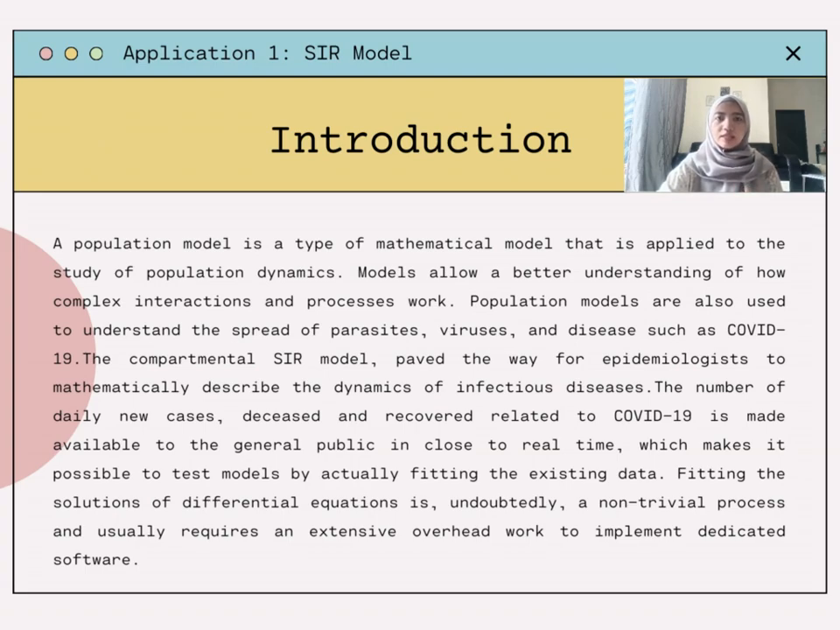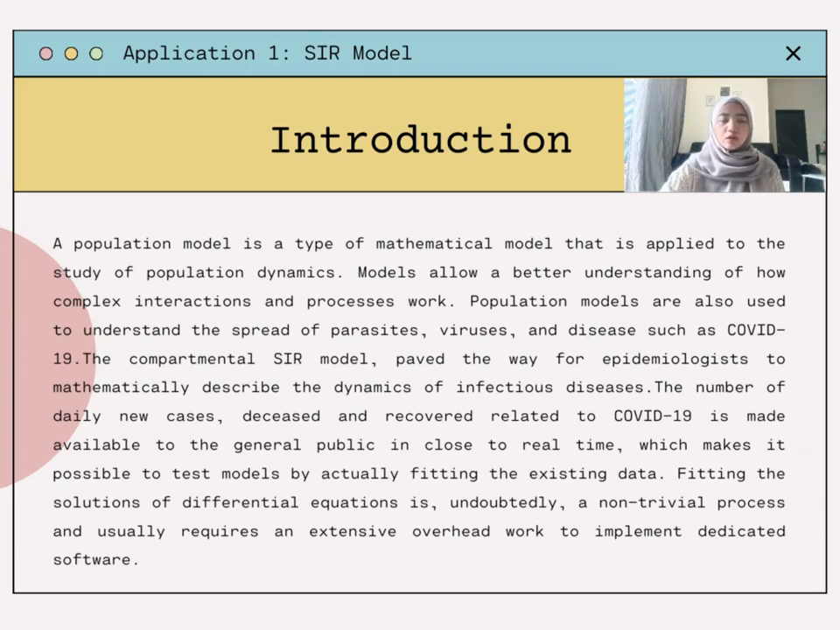Ecological population models are concerned with the changes in parameters such as population size and age distribution within a population. This might be due to interactions with the environment, individuals of their own species, or other species. Population models are used to determine maximum harvest for agriculturists, to understand the dynamics of biological invasions, and for environmental conservation. Population models are also used to understand the spread of parasites, viruses, and diseases such as COVID-19.